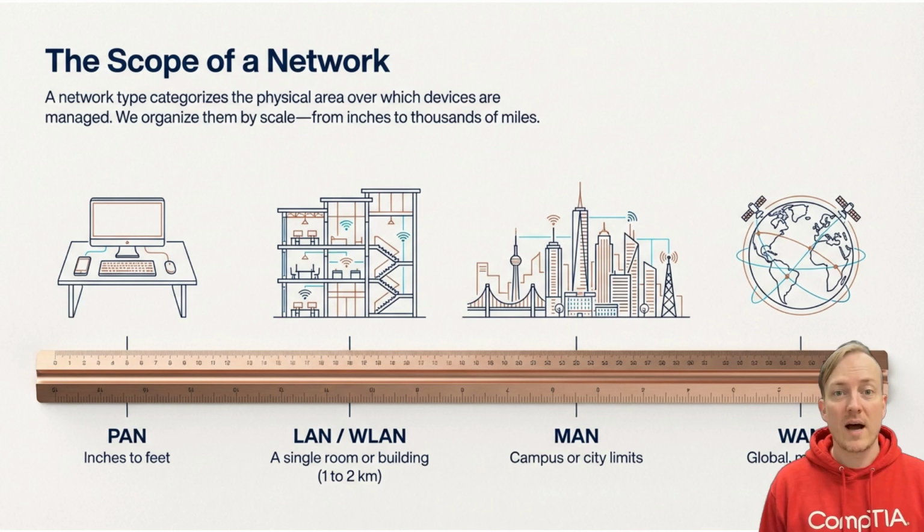To understand how traffic flows, we categorize networks by their physical scope, measuring the physical area over which devices are managed. We organize these scales from a matter of inches all the way to thousands of miles. Think of this like zooming out on a massive map. We start at the PAN, inches to feet, zoom out to the LAN, a single building, further to the MAN, a campus or city, and finally to the WAN, the entire globe.